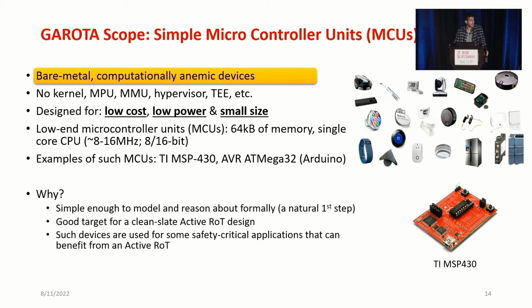Why do we go with these devices? Well, they are simple enough to model formally and to create a first systematic design. It seems like a natural first step, a good target for a clean-slate active root of trust design. It also turns out that these devices are widely used as pieces of larger systems, and they implement tasks that could benefit from this kind of active root of trust guarantee. So this is our reason for going with them. The concepts, we hope, can be extended to higher-end devices in the future.